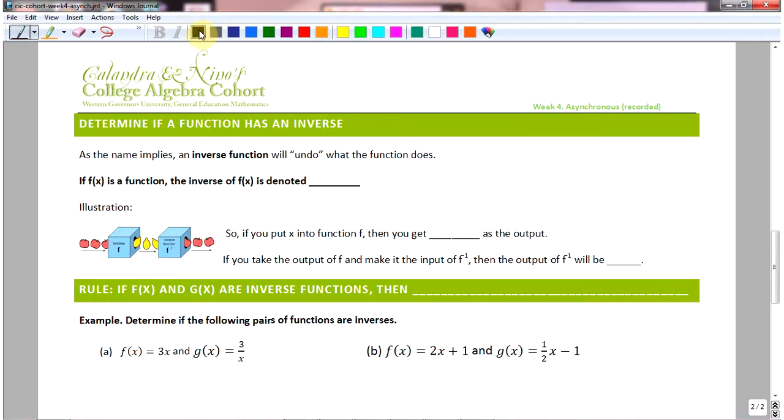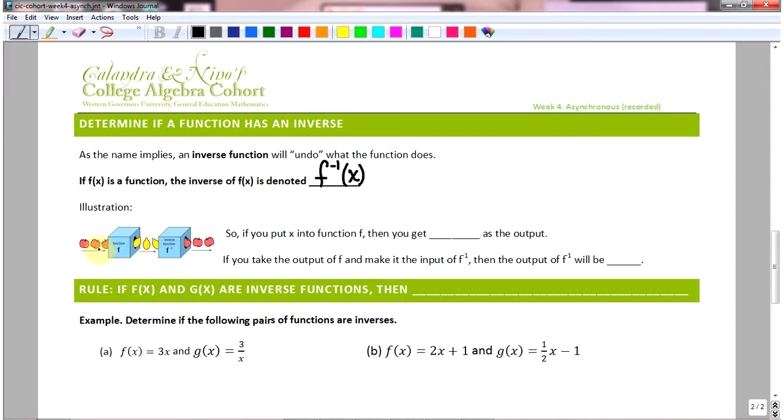Determine if a function has an inverse. As the name implies, an inverse function will undo what the function does. If f of x is a function, the inverse of the function f of x is denoted by putting a superscript of -1 after the function name. This doesn't mean that you're raising it to the -1 power. This is just a notation for the inverse of a function f of x.